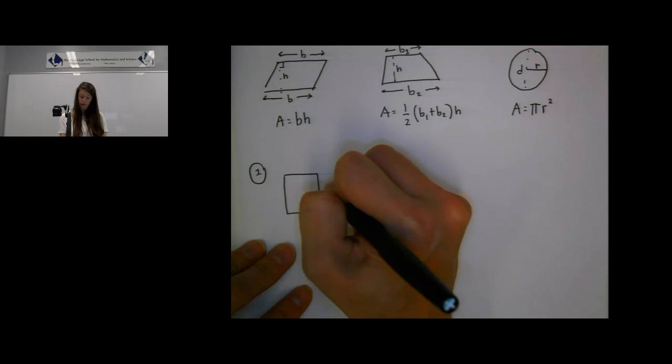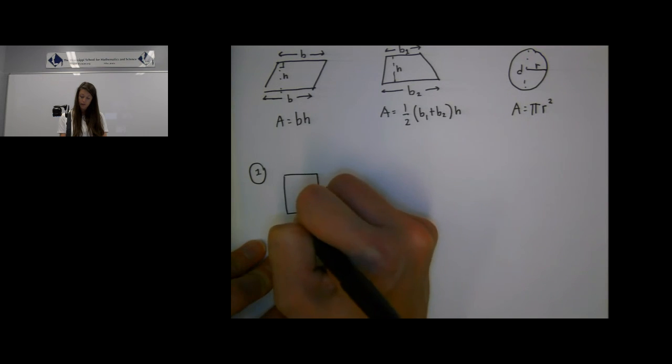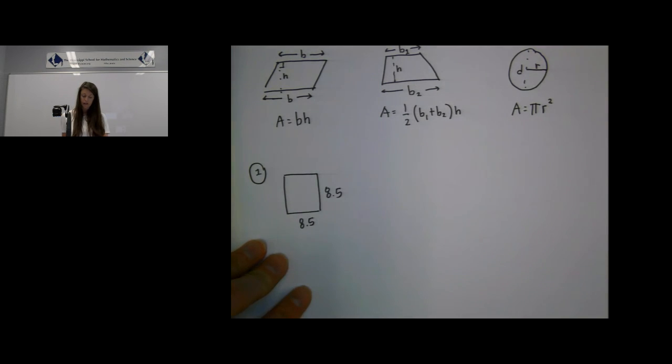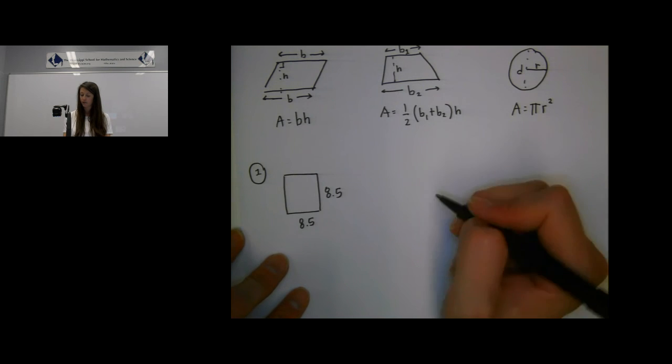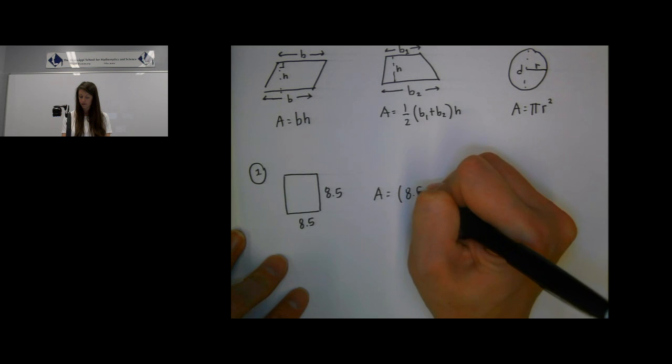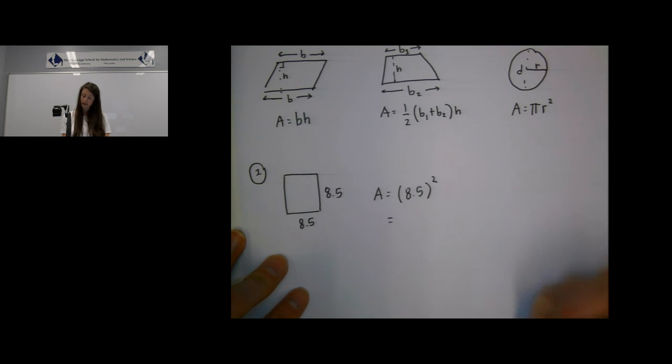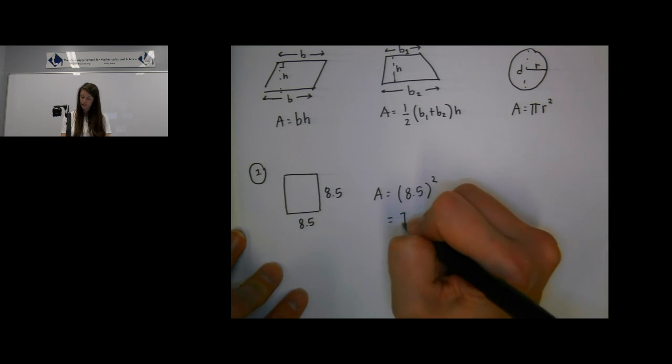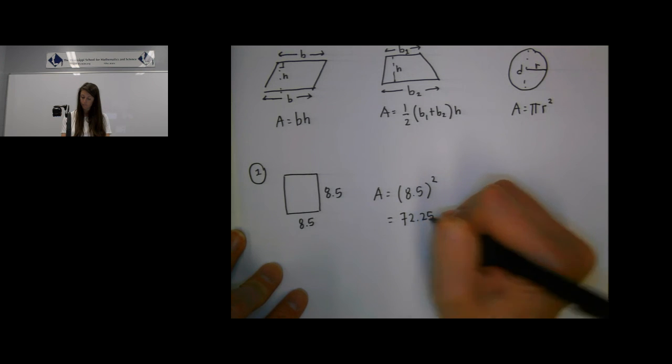So if I have a square and each one of these sides here is going to be 8.5, I want to find the area of this figure. So this is a square. So the area will be 8.5 times 8.5. So that's going to be what? 72.25.